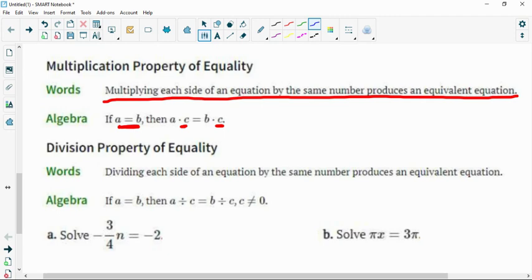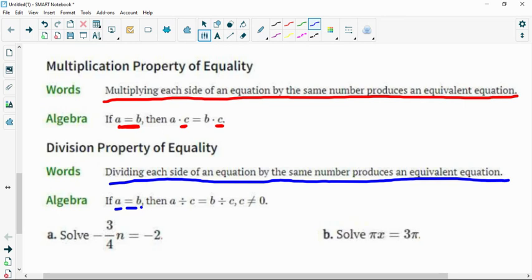The division property follows the same setup as the other properties. Dividing each side of an equation by the same number produces an equivalent equation. In symbols, we show the same thing. If I take A equals B as my example equation, I can divide both sides by C. There's only one small rule. You cannot divide by 0.